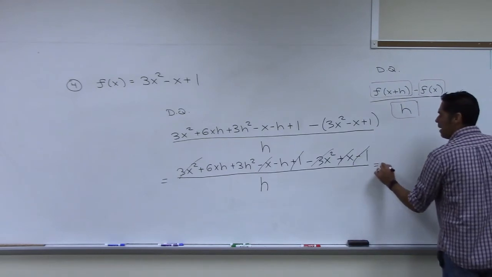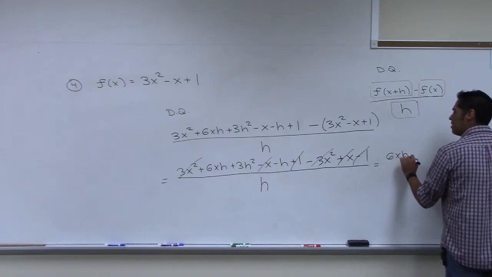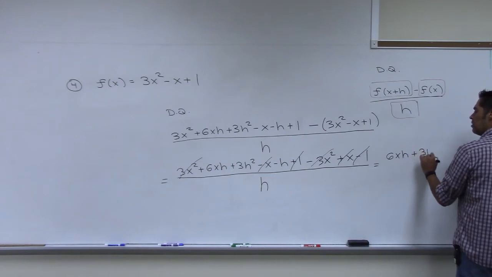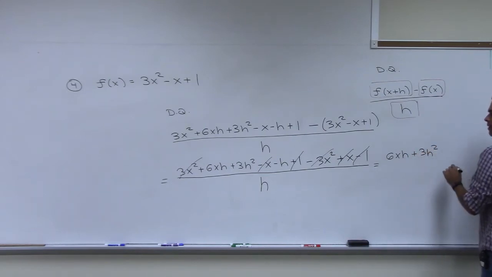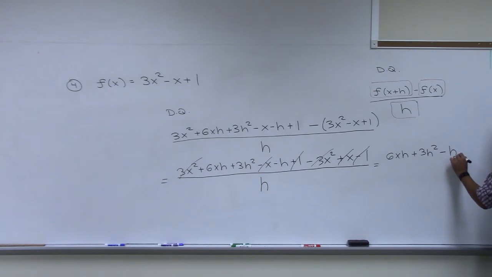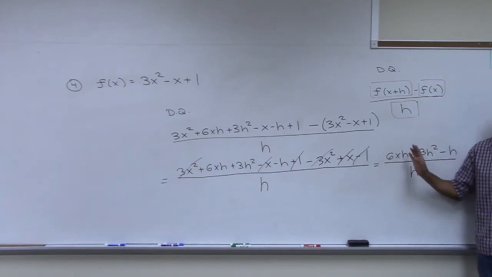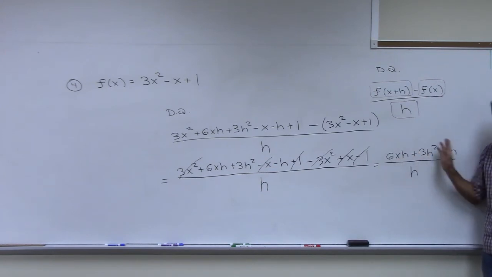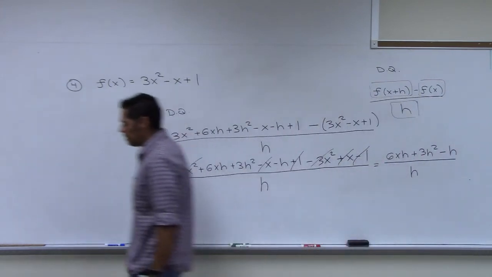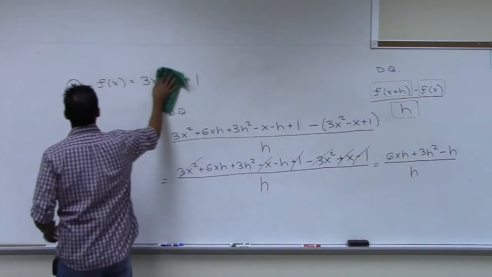So all we have that remains is 6xh, that's still there, plus 3h squared. And then I see a minus h in there. You see that? Then all of that over h. And like I said, the goal was to try and get it so that everything that was left had an h in it. So what we'll do now, the final step, will be to factor an h out of the top. Greatest common factor. They all have a single h, so we pull one out. And then we'll cancel it with the one on the bottom. So when we pull the h on top out, it'll look like this.